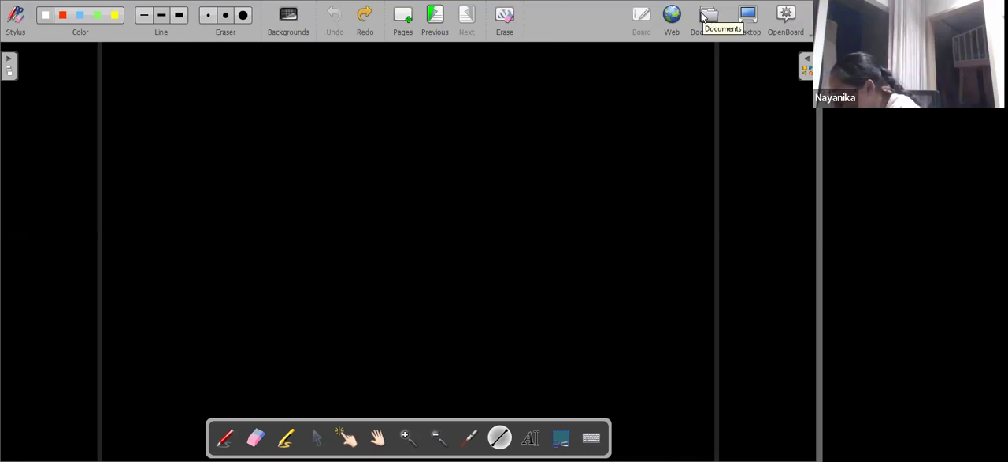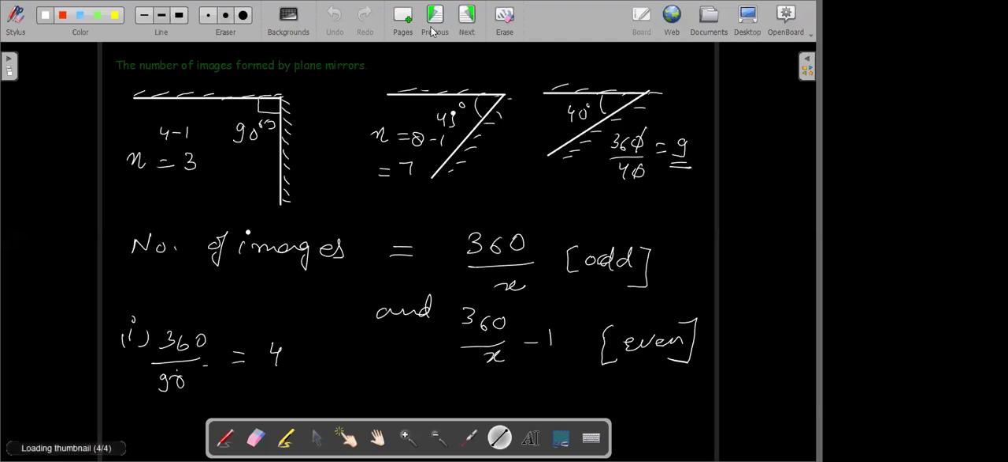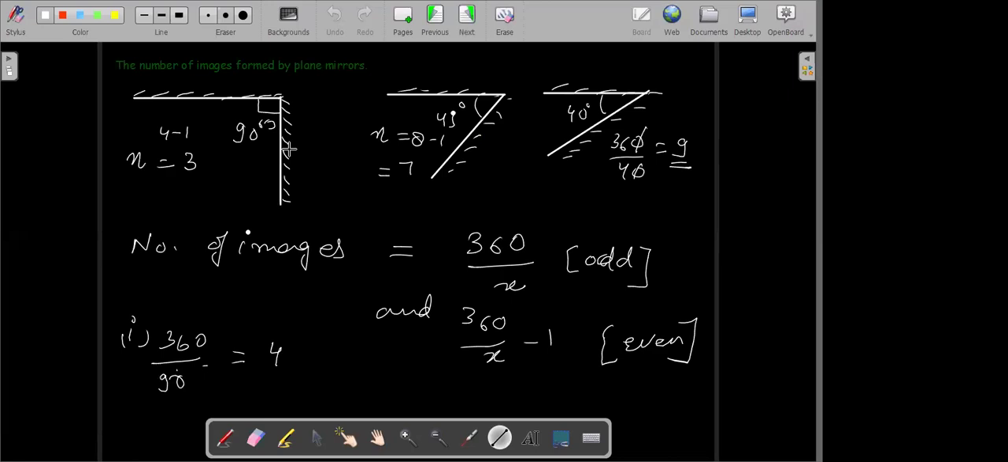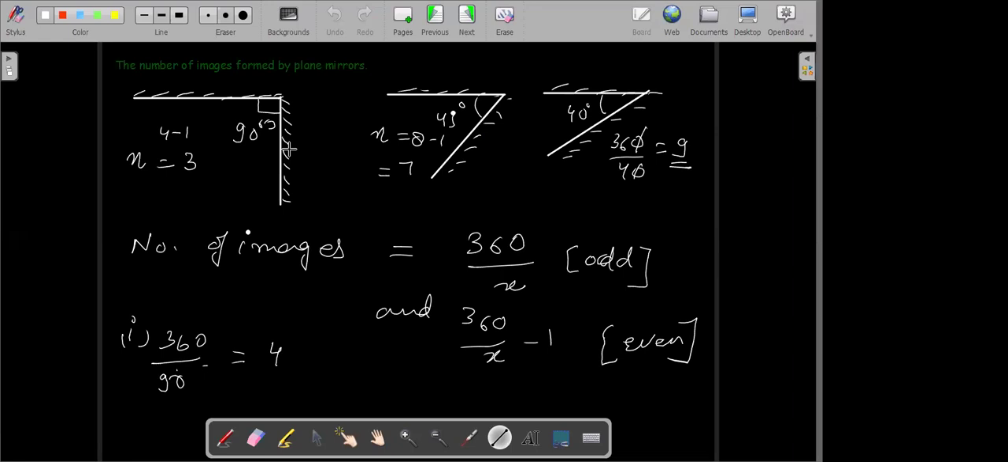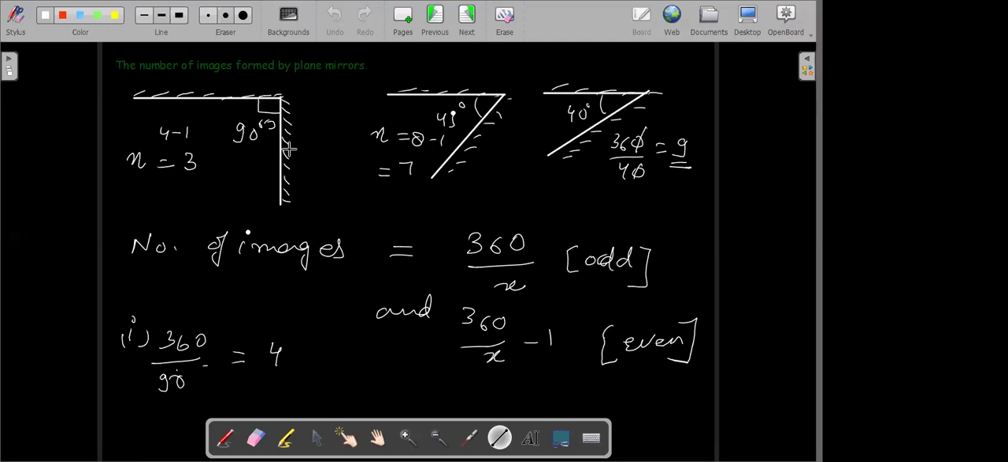Got it, everyone? So today we understood two important concepts. We understood the image formation by the plane mirror, and we understood the number of images obtained by the plane mirror. We also call it multiple reflections. So this question is from multiple reflections. Okay, bye everyone. We'll see you again in the next class.